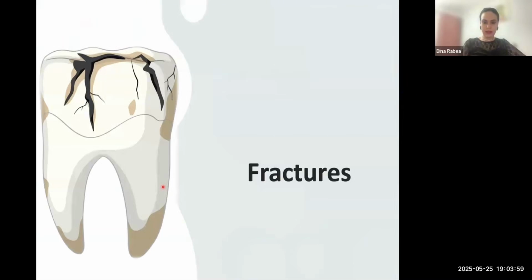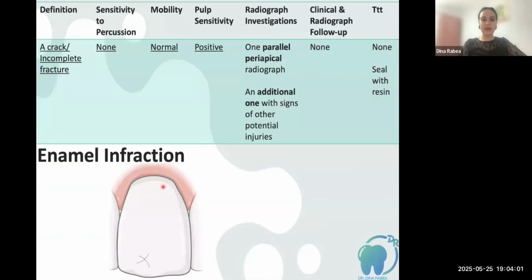So let's start with fractures and enamel infraction. Infraction is not actually a complete fracture. It is a crack or an incomplete fracture in the enamel of the tooth. This is considered a mild type of fracture. Sensitivity to percussion is usually not present, and usually any trauma that is not related to periodontal ligament injury will not cause sensitivity upon percussion.